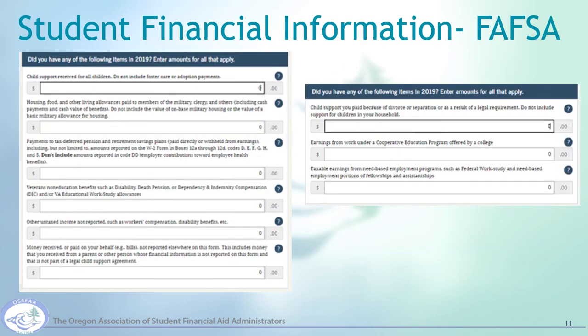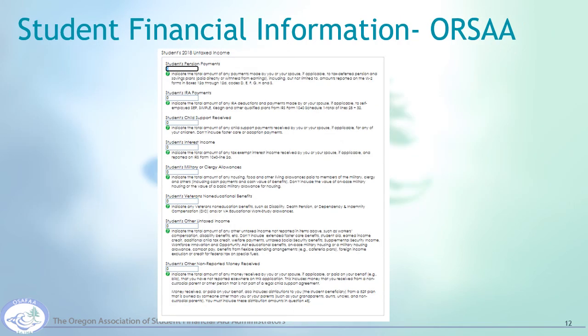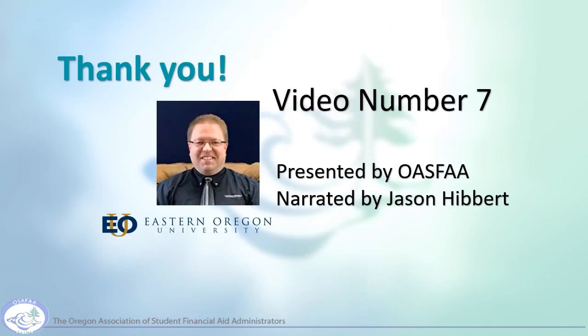FAFSA uses 2 additional screens to capture student untaxed income data and additional financial information. Careful reading of each question with diligent referencing of the associated help topics will go a long way toward an accurate EFC being calculated at the end of the application. Pay special attention to any exclusions listed. In contrast, the ORSAA uses just 1 screen, but does collect the same information that the FAFSA form does.